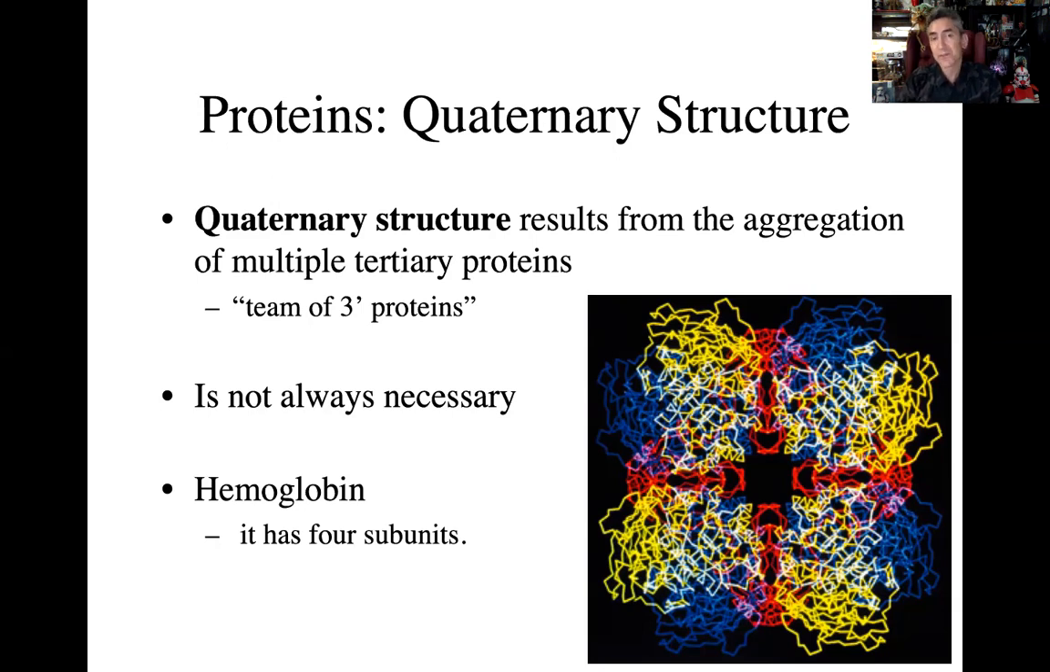Hemoglobin, the protein that forms hemoglobin, functions in this way, right? There's one functional tertiary, another functional tertiary, another functional tertiary, and another functional tertiary that are all interacting together to form a functional quaternary protein. They don't have to do that. Each one could function on its own, but it elects to work as a team.